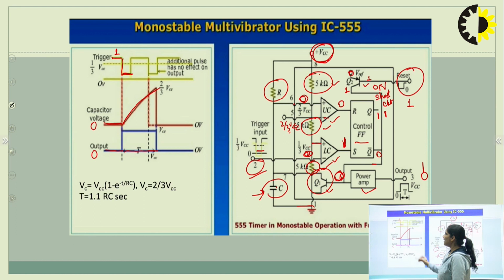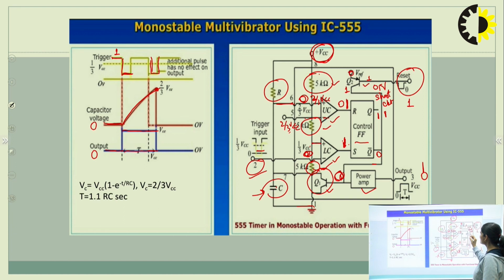And while the capacitor is charging, until it completes its charging process, if you give another triggering input, the output will not be affected. The output stays high while charging takes place, right? When the capacitor charges up to 2/3 VCC, this is your capacitor input, and if it is 2/3 VCC and this is also 2/3 VCC, the upper comparator goes high. Once it is above 2/3 VCC, the non-inverting terminal of this upper comparator is high compared to the inverting terminal, then its output is high. If R is high, it means set is low and your Q is equal to zero.